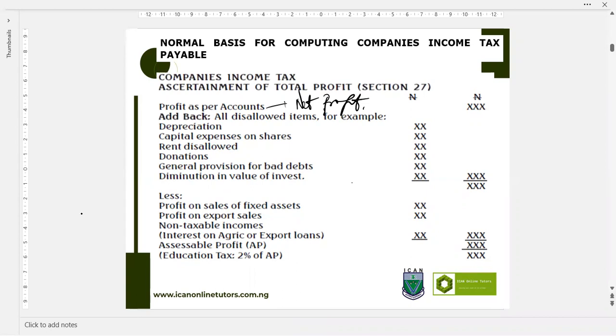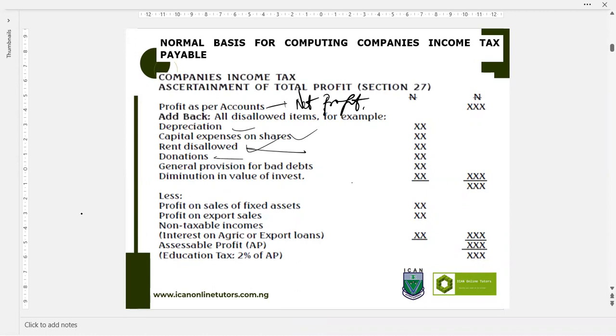It is referred to as what? Profit as per account. Are we together? Okay, so thereafter, we make adjustments for disallowable items such as depreciation, capital expenses on shares, and rent disallowed, that is, probably the apportionment of rent that is related to private use or domestic use, that is not for the purpose of the business.